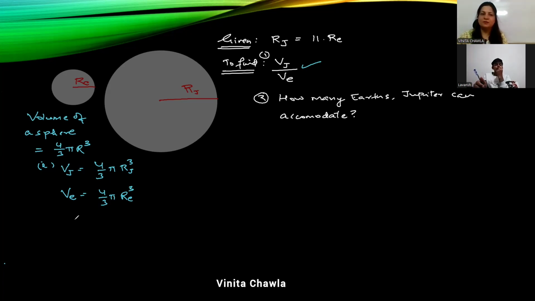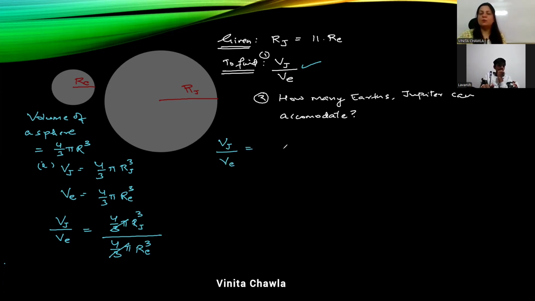So let's divide. Vj upon Ve is equal to, first write for Jupiter, 4 by 3 pi rj cube. And now write for Earth, 4 by 3 pi re cube. 4 by 3, 4 by 3 will cancel. Now we have this Vj by Ve, and this is equal to rj cube upon re cube. So we can write rj by re whole cube. Can we write like this?